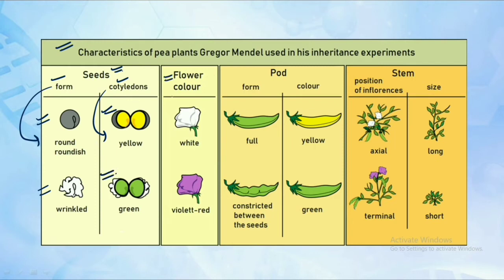Talking about the flower color, that was the third character which he chose. The flower color was either white or violet red. Next, the pod form and color were taken into consideration.